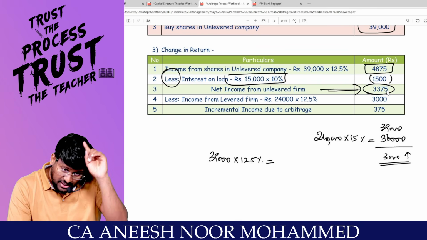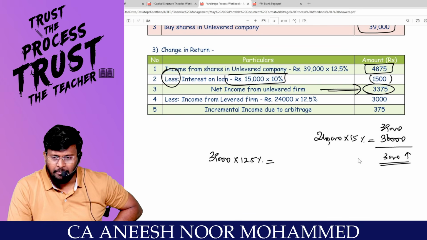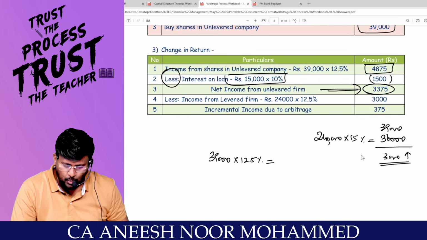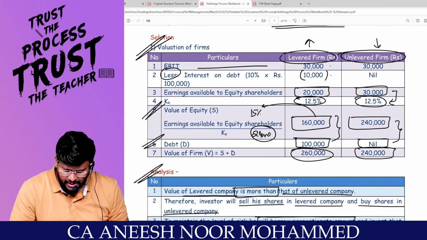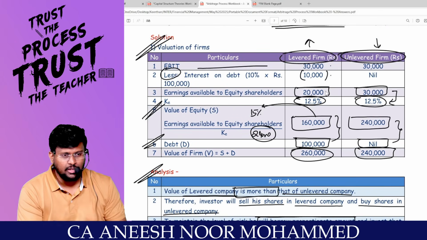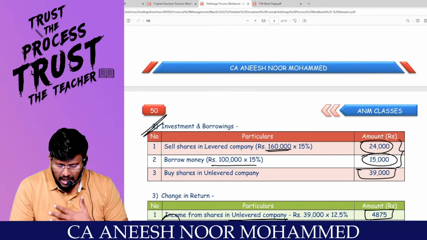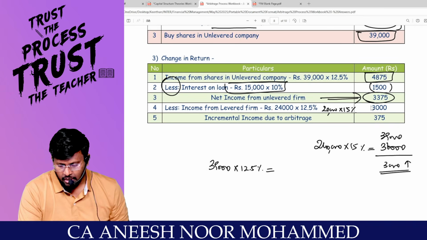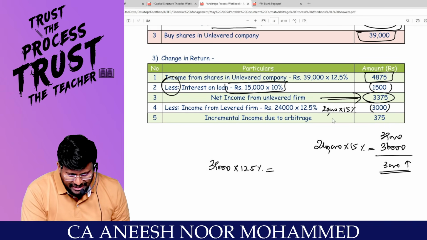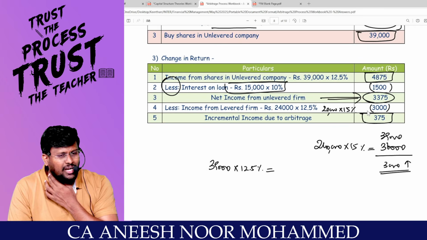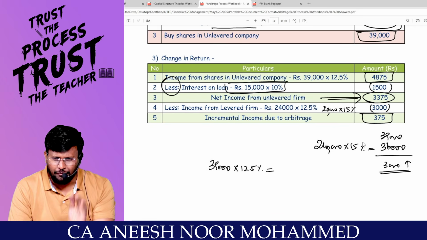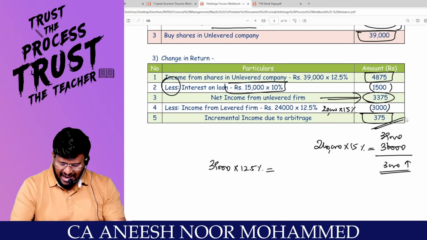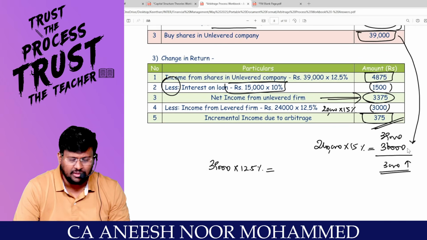When I was in the levered firm, their earnings available to the equity shareholders, out of the EBIT of 30,000, after deducting 10,000, was 20,000. They would have given me 15% of this 20,000, so 20,000 into 15% comes to 3,000. Are you able to appreciate? So the incremental income, the extra income I am enjoying because of shifting from the levered firm to the unlevered firm, is 375 rupees, right?